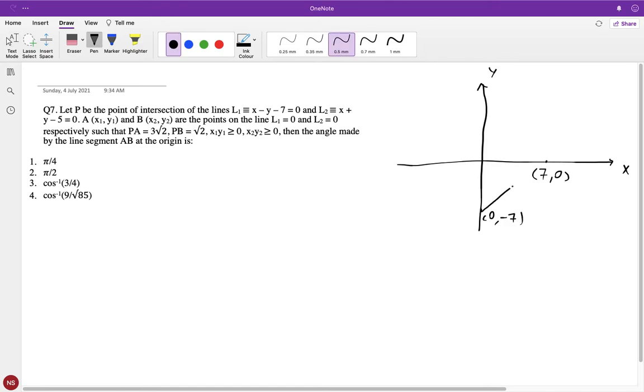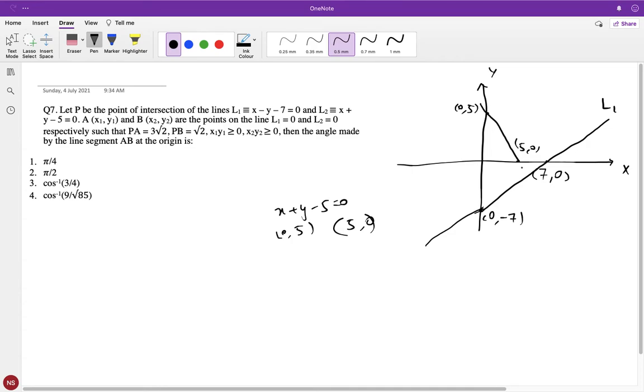So something like this is L1, right? This is L1. L2 is x plus y minus 5 equals 0. So when x is 0, y is 5. When y is 0, x is 5. So something like this: (5, 0), (0, 5). You join these two points, you get your L2.